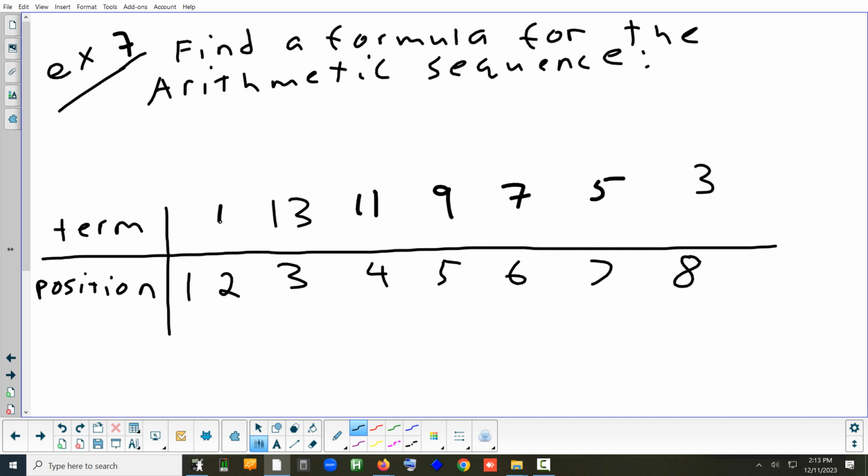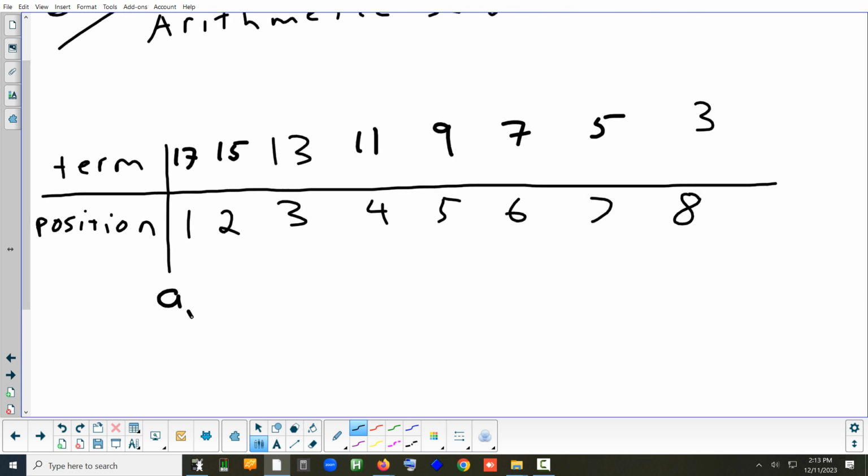So what's the second term? And the first term? There you go. Now you got the first term. Okay, so first term is 17. And what's the common difference? Right, -2. You're going down 2. 5 minus 7. -2.